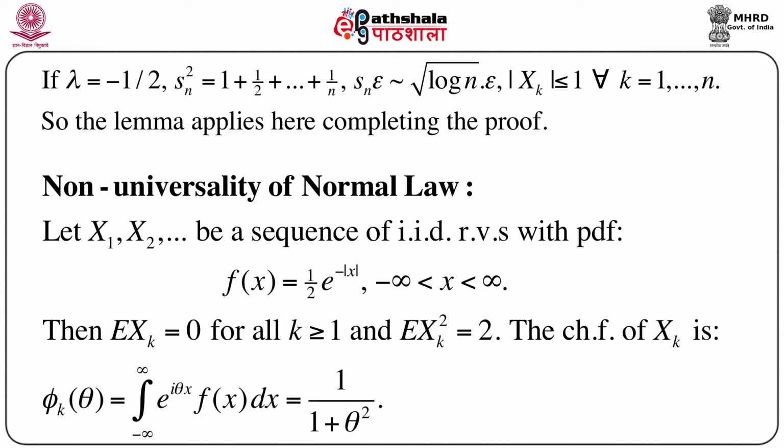It is clear that the expectation of Xk equals 0 for every k greater than or equal to 1, and the expectation of Xk square equals 2. Now, the characteristic function of Xk can be calculated, and it is seen that phi k theta, which is the characteristic function of Xk, is nothing but 1 by 1 plus theta square.